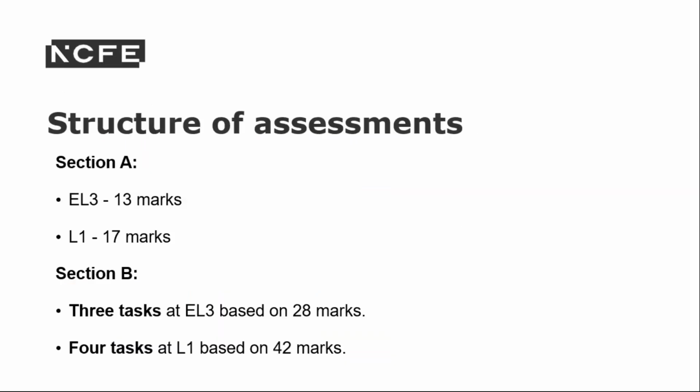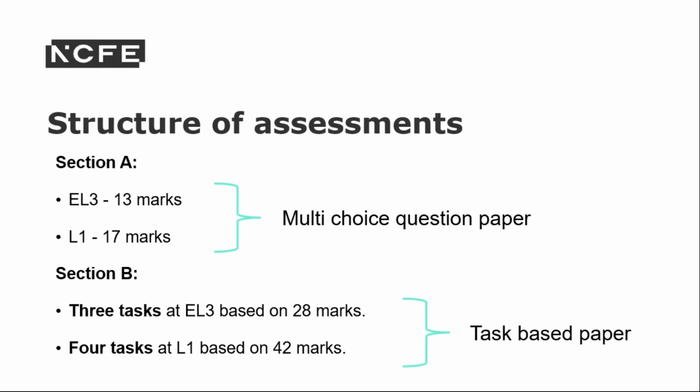So for both entry level 3 and level 1, there is a multi-choice question paper for section A, followed by a task-based paper for section B. So at entry level 3, there's a maximum of 13 marks available for the multi-choice section, and for level 1, there are 17 marks available. For section B, the task-based paper, there are 28 marks available at entry level 3, and 42 marks at level 1.